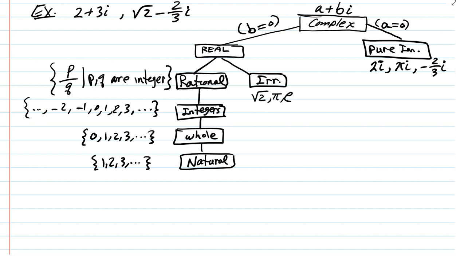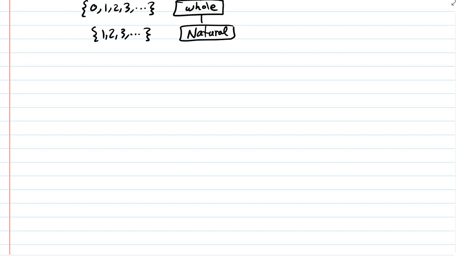Now the a plus bi is the standard form. So when we talk about the standard form of a complex number, it's going to be a plus bi. Having done this, we can now proceed with working with these complex numbers.